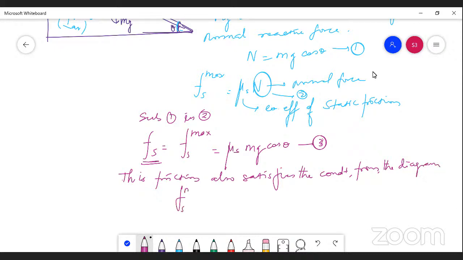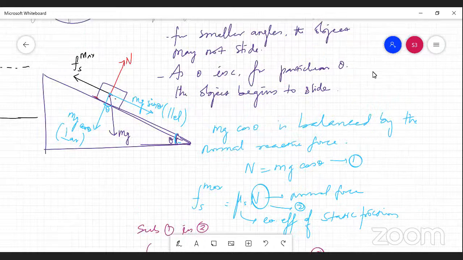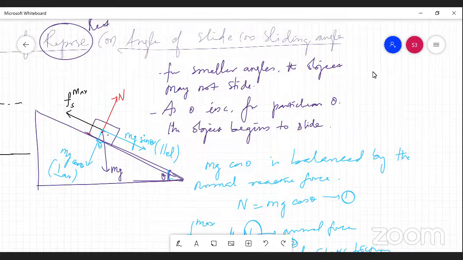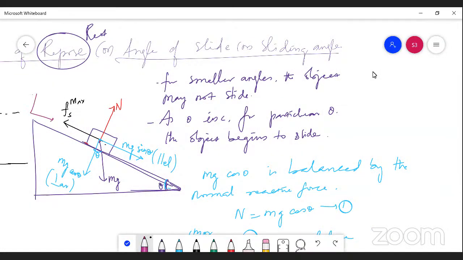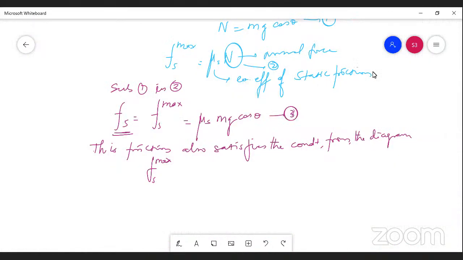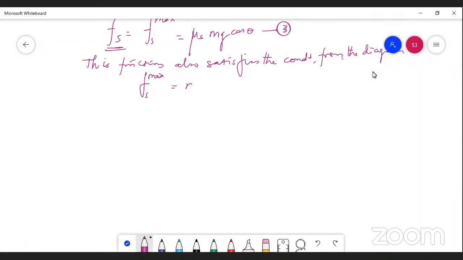Actually, Fs maximum is acting along the left hand side, or otherwise I can take these coordinates so that you can understand clearly. This Fs maximum is moving along the negative x direction, and mg sin theta is moving along the positive x direction. So we can write here, Fs maximum is also equal to mg sin theta. I can write this as equation number 4.